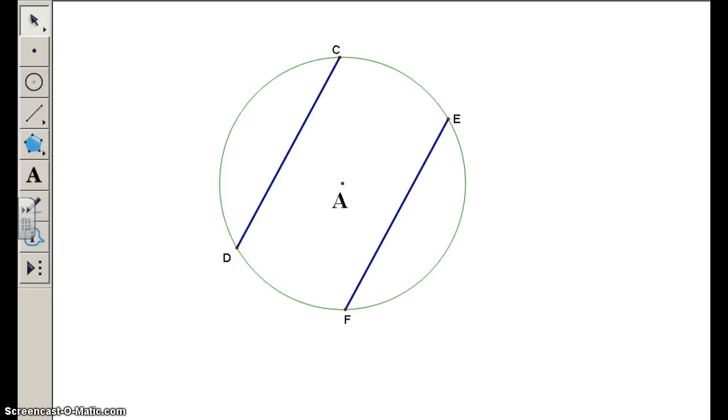Recall that the shortest distance between a point and a line is the length of the perpendicular segment drawn from the point to the line. So here we're looking at two chords. If I was curious to know what distance these chords are from the center, what I would have to do is construct perpendicular segments from the center to the chord.